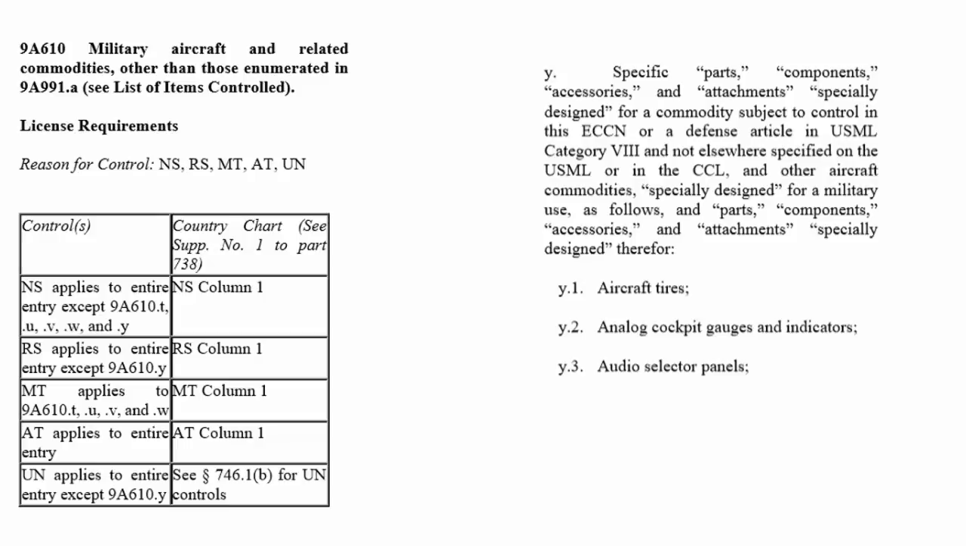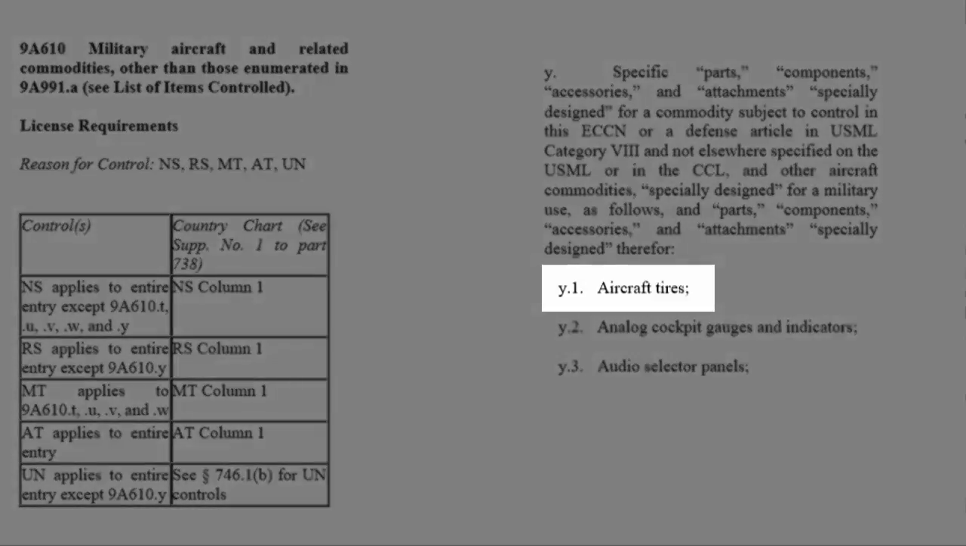Right-hand side. It's talking about specific parts, components, accessories, and attachments specially designed for a commodity subject to control in this ECCN or a defense article in USML Category 8. We made reference to Category 8 just a moment ago, and not elsewhere specified on the USML or in the CCL. And other aircraft commodities specially designed for military use as follows, and parts, components, accessories, and attachments specially designed therefor. Well, there's Y.1, aircraft tires. Assemblies for specially designed aircraft tires.